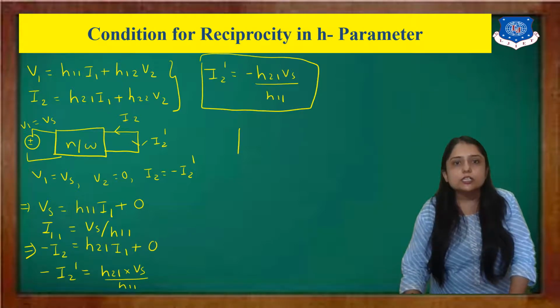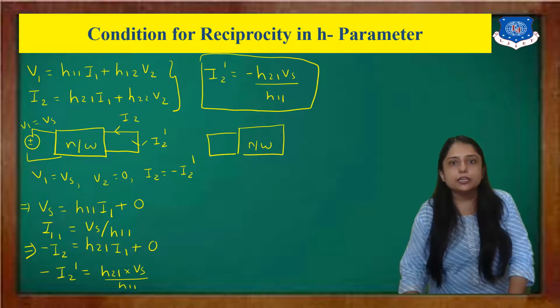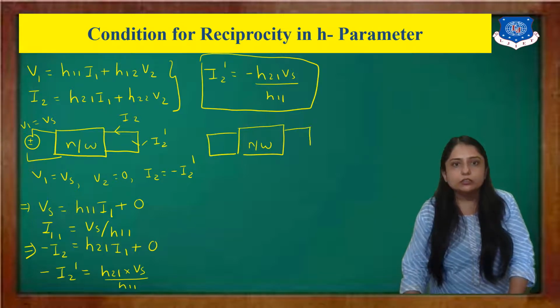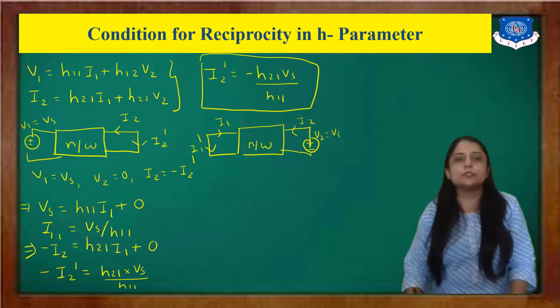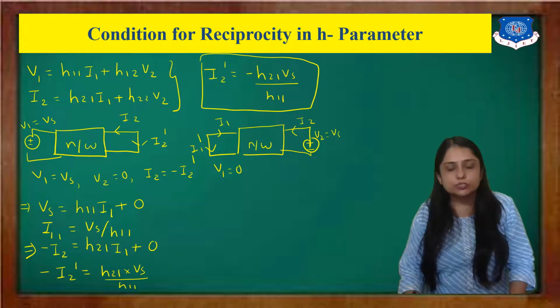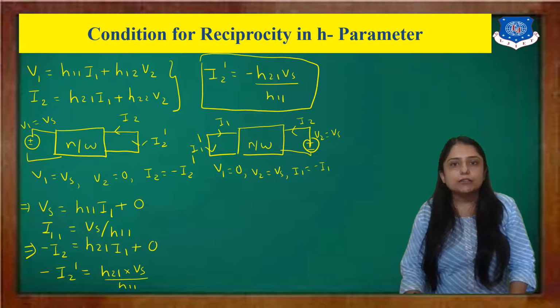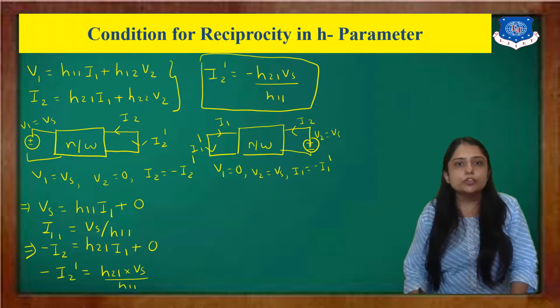Now here also you just consider the network. Here I am doing the short circuit, and here plus minus V2 that equal to Vs. This current is I2, this current is I1, and here I have I1 dash. Now you just substitute all the values, that is V1 equal to 0, V2 equal to Vs, and I1 that equal to minus I1 dash. Now again substitute all these values in these two equations.